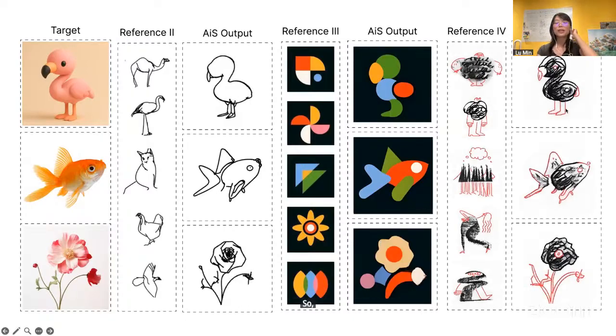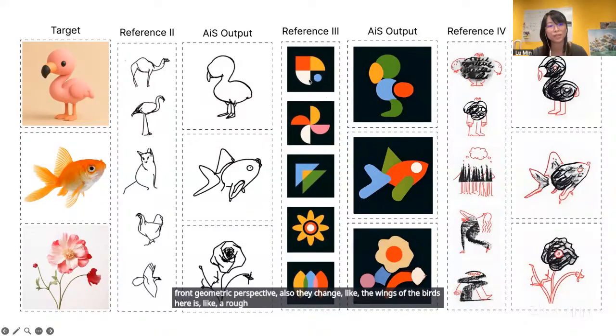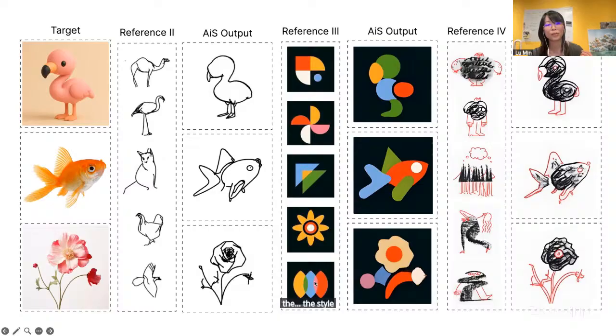So when we look at different styles, we can really see that of course color and textures are transferred here, but from a geometric perspective, they also change. Like the wings of the birds here are a round circle because here the style is more like regular shapes, and here is a very sketchy style.